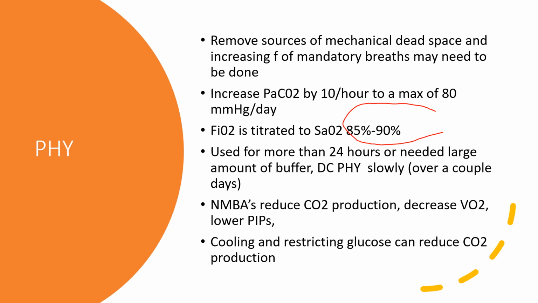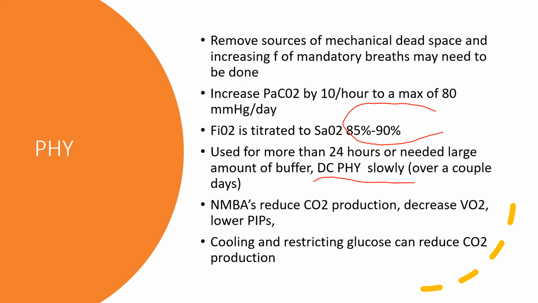Using permissive hypercarbia for more than 24 hours, you might need to use a large buffer. In some cases, if you're using it for more than 24 hours and you're on a lot of buffer, you might have to discontinue this strategy slowly over a couple of days, around 2 to 3 days as well. So that's something to consider if we're on a bicarb drip or THAM or any of those other neutralizing drips. That might be an indication to change them over.